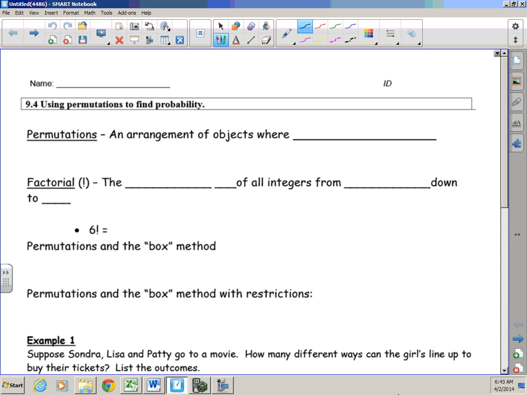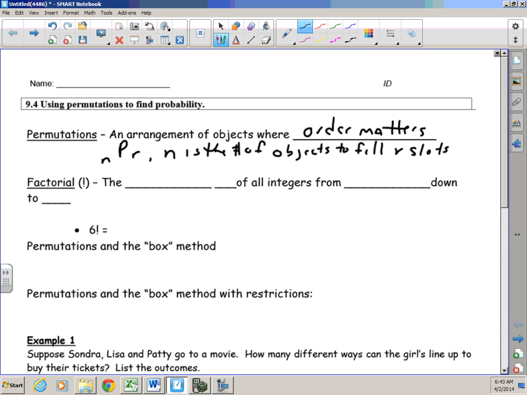And the formula for permutation is nPr. The n and r are lowercase, more like subscripts. The n is the number of objects to fill r slots. Now, while that's nice, and there's actually a little bit more elaborate formula behind this, as you're going to see in a couple of minutes, we can use our calculator to do this for us.